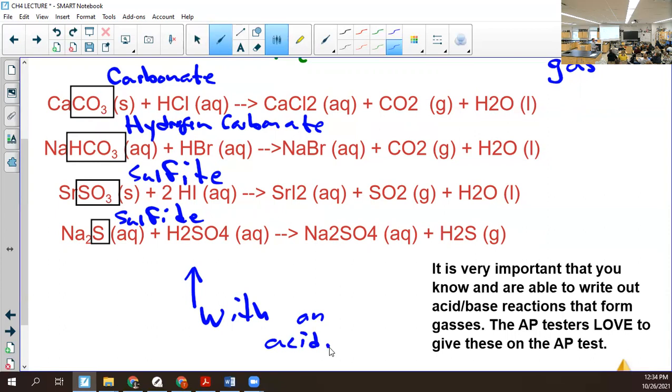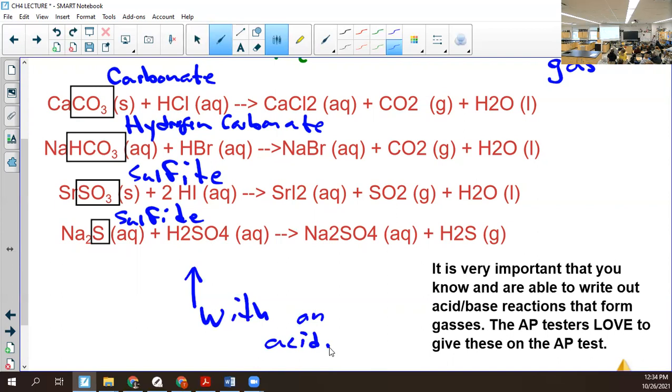Because we can react carbonates with other things and they don't do this. But if I take any of these four anions as part of something and mix them with an acid, I'm going to get a very specific type of reaction. Okay. So far, at least you're awake.